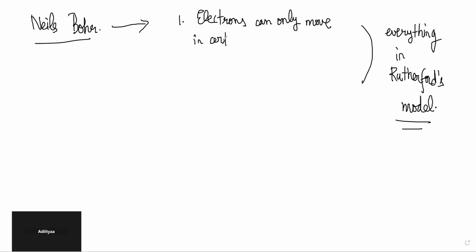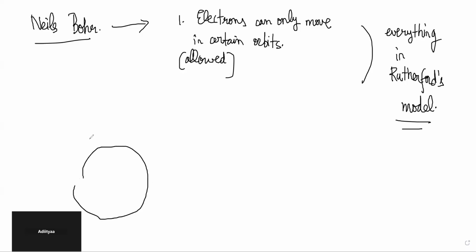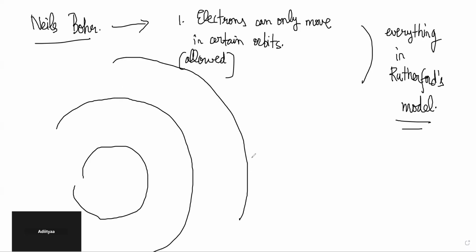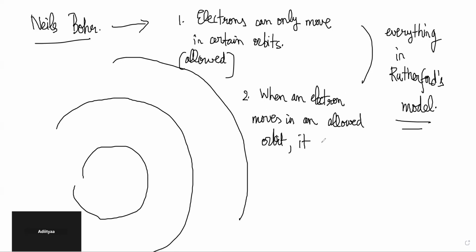Do you understand what I'm saying? It's not like any orbit is fine. Only certain orbits are allowed orbits, right? Other orbits are not allowed, right? So there will be some orbit here, then some orbit here, and then some orbit here. Only those are allowed, right? Then, when an electron moves in an allowed orbit, it does not radiate energy.